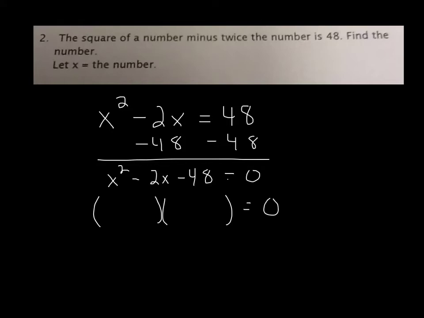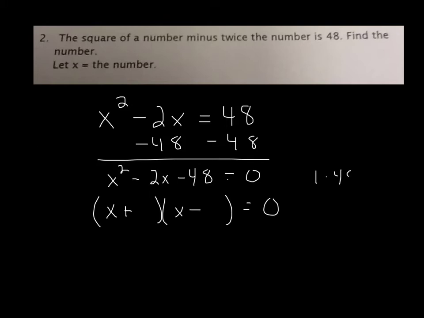So what factors of 48? We have our minus there, so let's put our x's in, and then we're going to multiply to be negative. So that means one's going to be positive, one's going to be negative. And what factors of 48, if you have a positive and a negative, are going to subtract to be 2? Hopefully you've already got it in your head, but let's look at the factors.